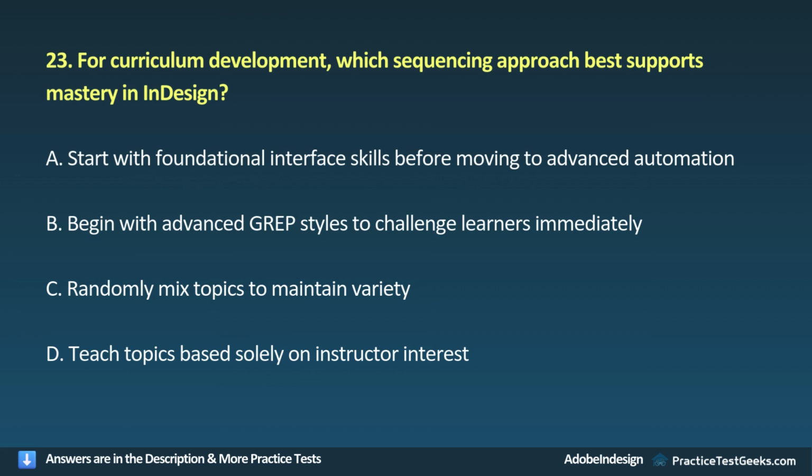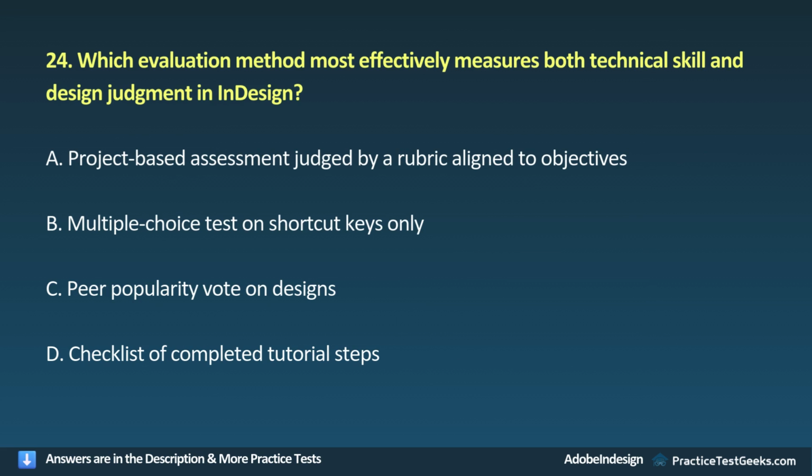23. For curriculum development, which sequencing approach best supports mastery in InDesign? A. Start with foundational interface skills before moving to advanced automation. B. Begin with advanced GREP styles to challenge learners immediately. C. Randomly mix topics to maintain variety. D. Teach topics based solely on instructor interest.